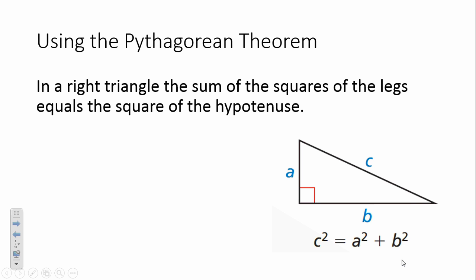Yes, sir. It's the longest side. It's the side opposite the 90-degree angle in your first block. Okay? The two legs are the two sides that form the right angle. They make the 90-degree mark. They're perpendicular to each other. Okay. Everybody good? Ready for the next slide?